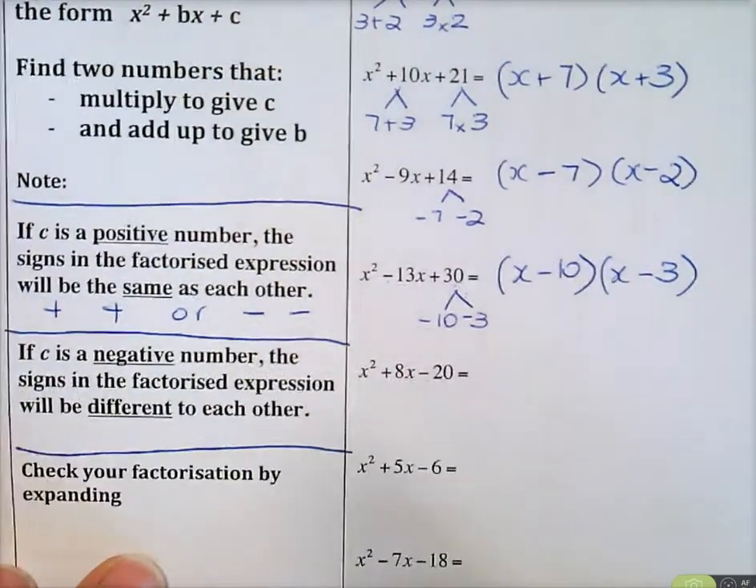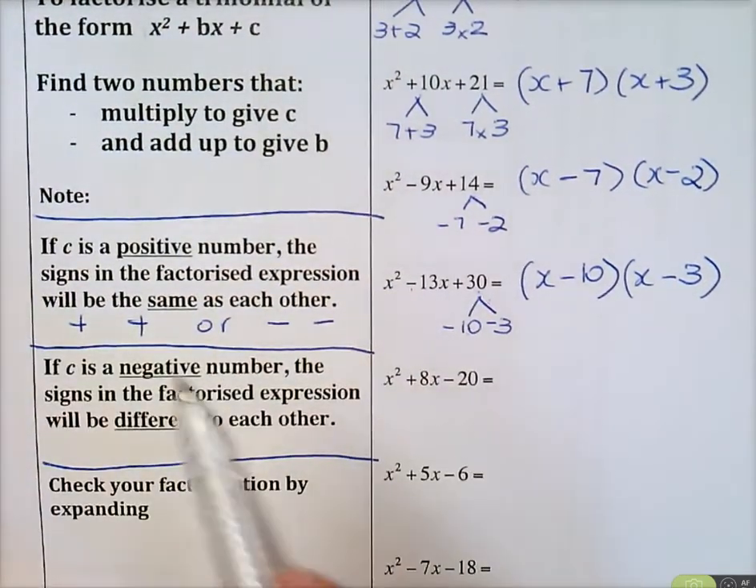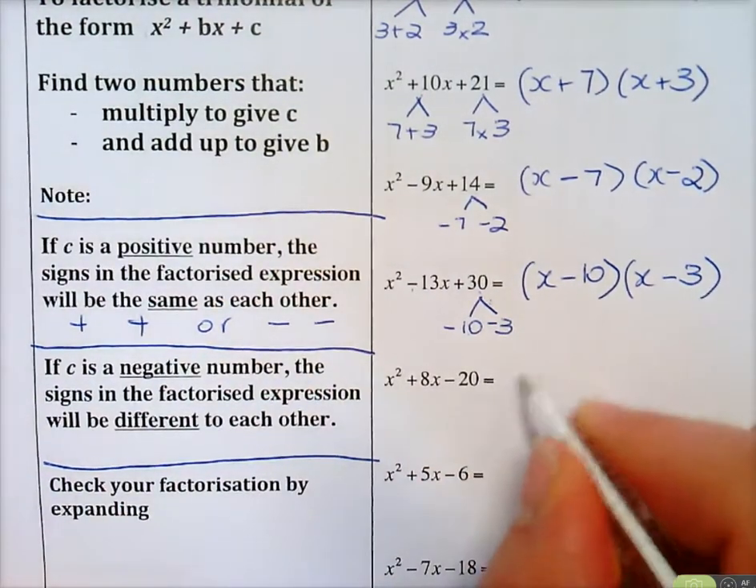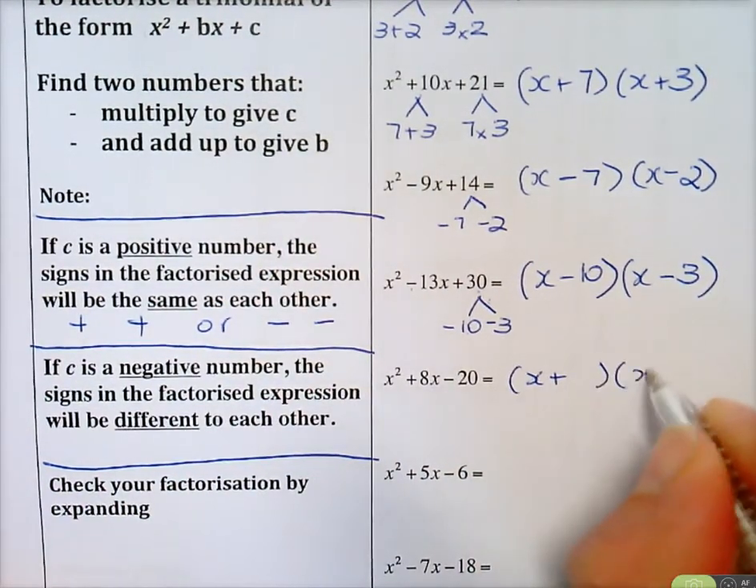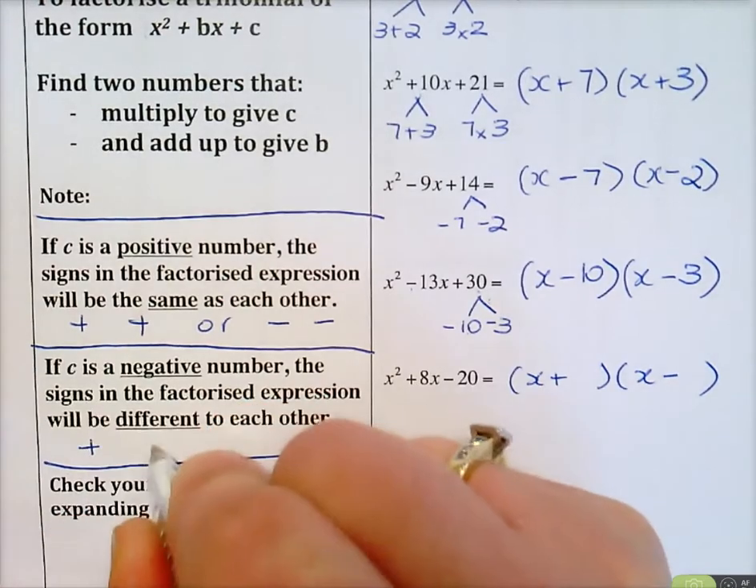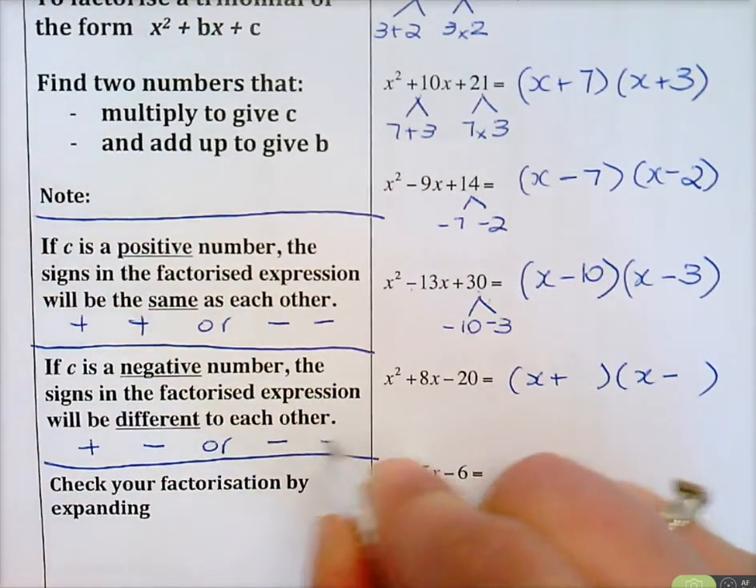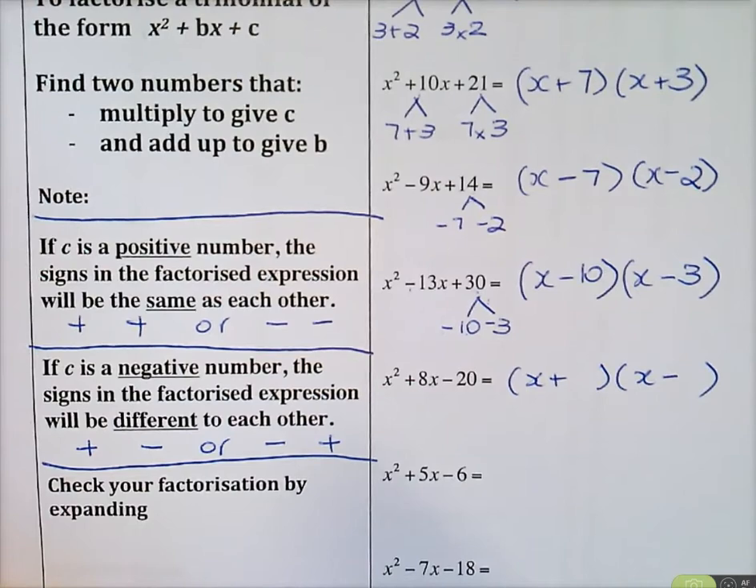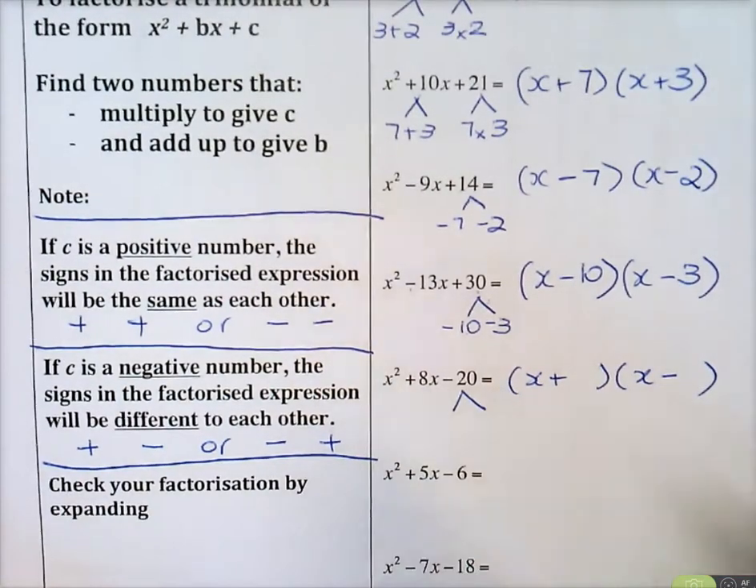All right, girls, now over here. If your constant is negative, then the signs in the factorized expression are different to each other. So you're going to have a plus, then a minus, or a minus and then a plus. So we've got to decide.